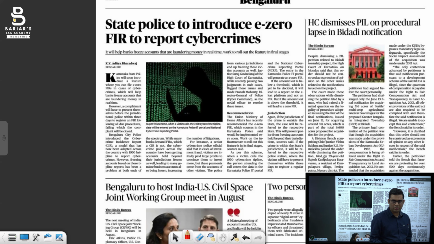This is important. If the amount lost is below a threshold, which is yet to be decided, it will lead to a report on the e-lost platform and not a FIR. We will see when it becomes functional what that threshold is. So let's say it is 30,000 rupees. If the loss has been 10,000 rupees, that would be on the e-lost platform. Only any loss above 30,000, which is a hypothetical number right now, will generate a FIR.